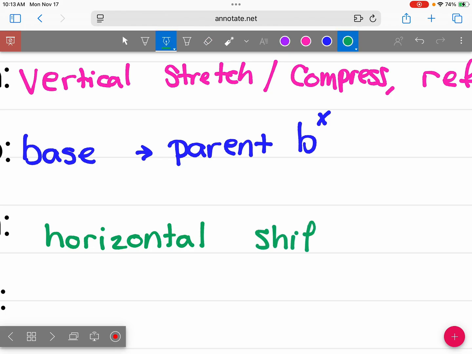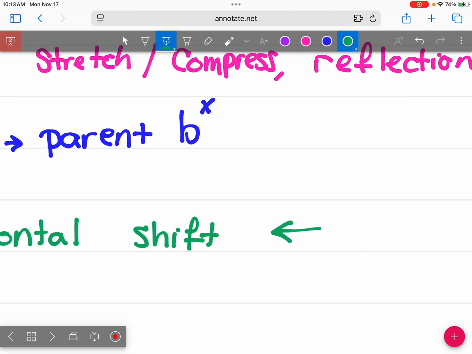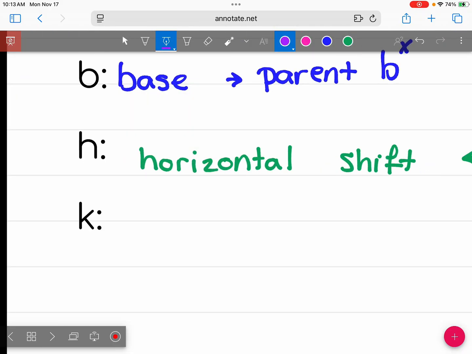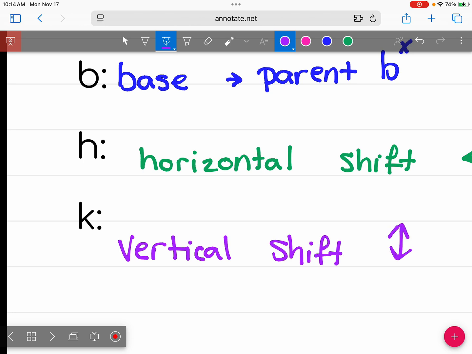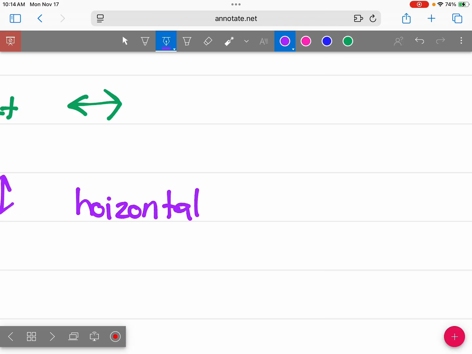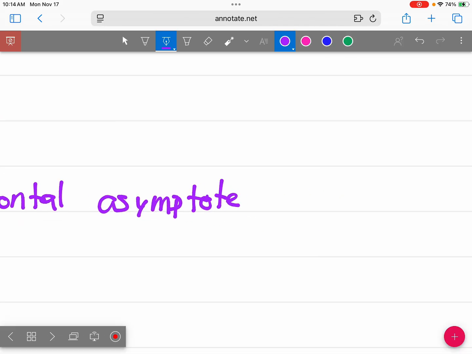Horizontal shift. It's going to move things left or right. Our k is still going to be our vertical shift. It's going to move up or down. K is also going to be where our horizontal asymptote is. It's going to be at y equals k every single time.